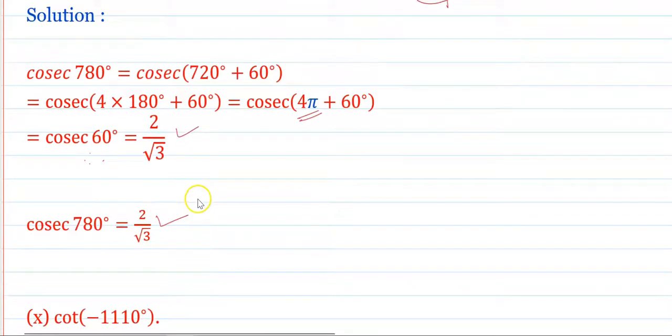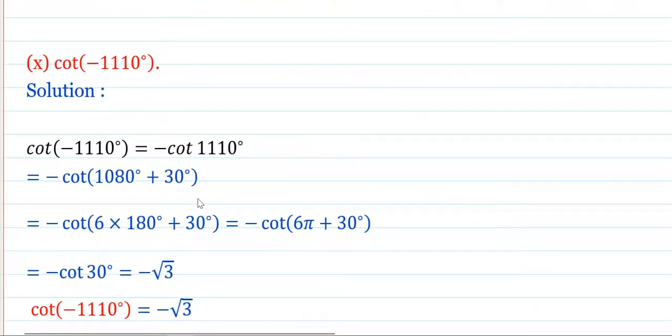Now the next, you can check that again. Cot of minus 1110. Now cot of minus theta, I will write again here. Just as tan of minus theta is minus tan theta, similarly cot of minus theta is minus cot theta. What is the angle? The angle is 1110. It can be written as 1080 plus 30. 1080 means what? 6 into 180. 6 into 180 means 6 pi plus 30.